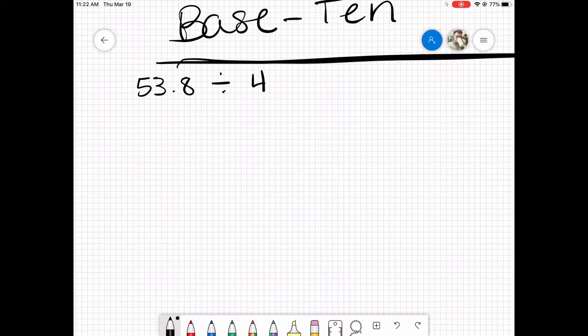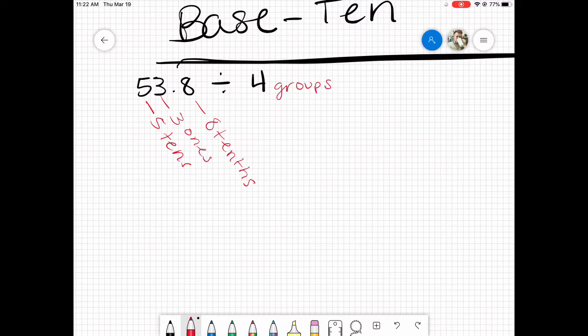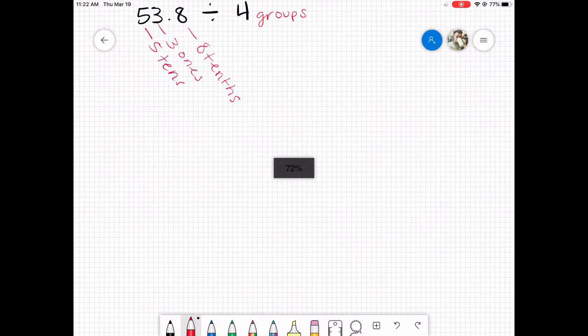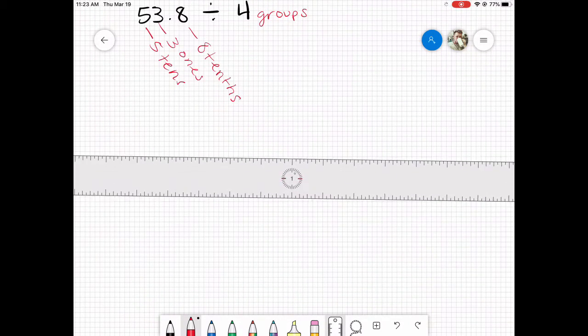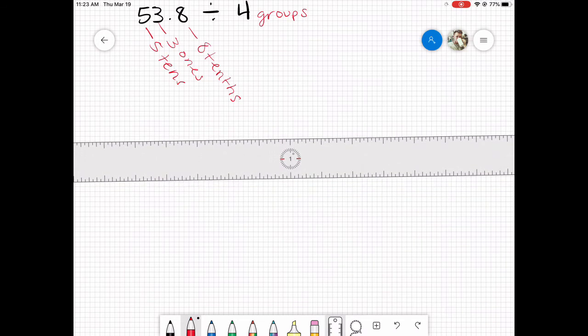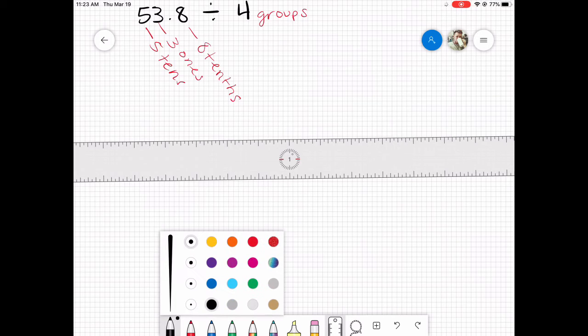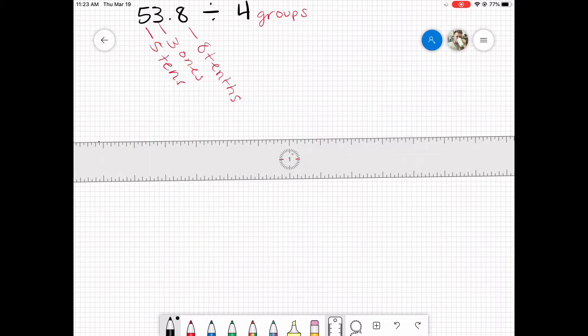With our problem today, it is 53.8. So that is 5 tens, 3 ones, and 8 tenths divided into 4 groups. Sorry, I'm writing a lot slower than I'm talking. First thing we're going to do is draw out boxes so I can separate the 5 tens, 3 ones, and 8 tenths into 4 different groups.